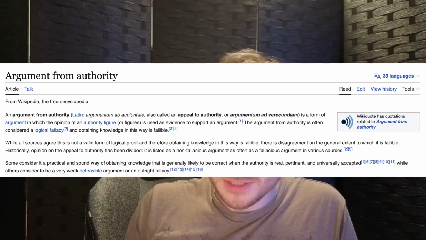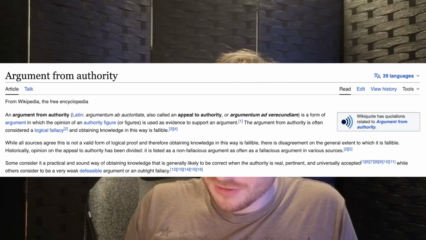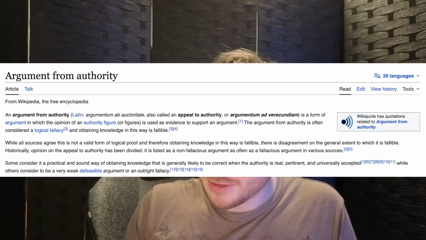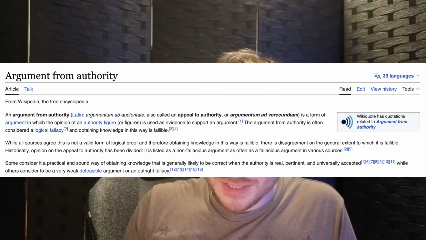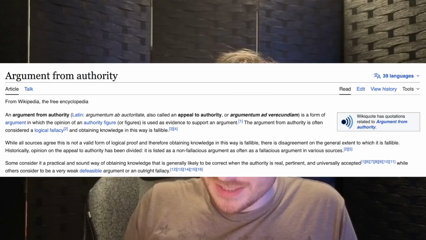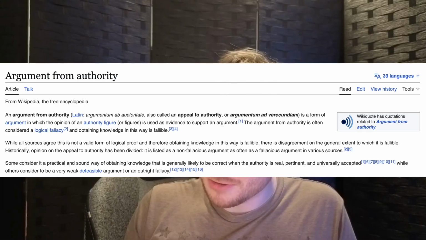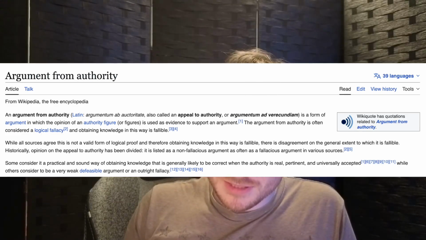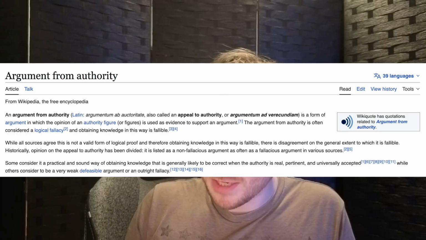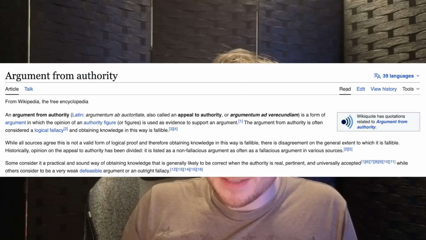So I Googled it, and the first link that showed up is Wikipedia, and I get all my knowledge from Wikipedia because I'm just dumb that way, so let me read from Wikipedia, okay? While all sources agree this is not a valid form of logical proof and therefore obtaining knowledge in this way is fallible, there is disagreement on the general extent to which it is fallible. Historically, opinion on the appeal to authority has been divided. It is listed as a non-fallacious argument and often as a fallacious argument in various sources. Some consider it a practical and sound way of obtaining knowledge that is generally likely to be correct when the authority is real, pertinent, and universally accepted, while others consider it to be a very weak, defeasible argument or an outright fallacy.